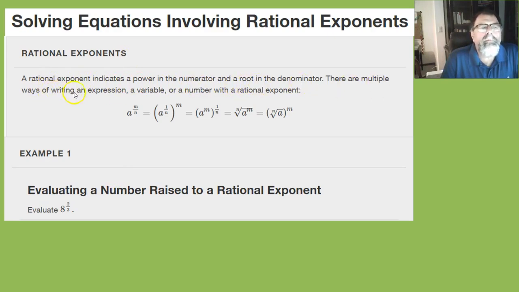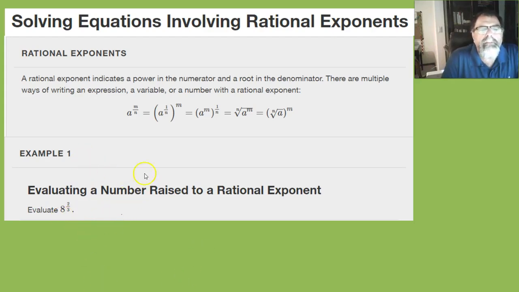There are multiple ways of writing an expression, a variable, or a number with a rational exponent. So these are all equivalent forms. The numerator of the rational exponent, we're talking a fraction, is the power. You can see the power in this one. And the denominator is the root. So this is the nth root, it's the index. Okay? So looking at example 1, we want to evaluate 8 to the 2/3 power.